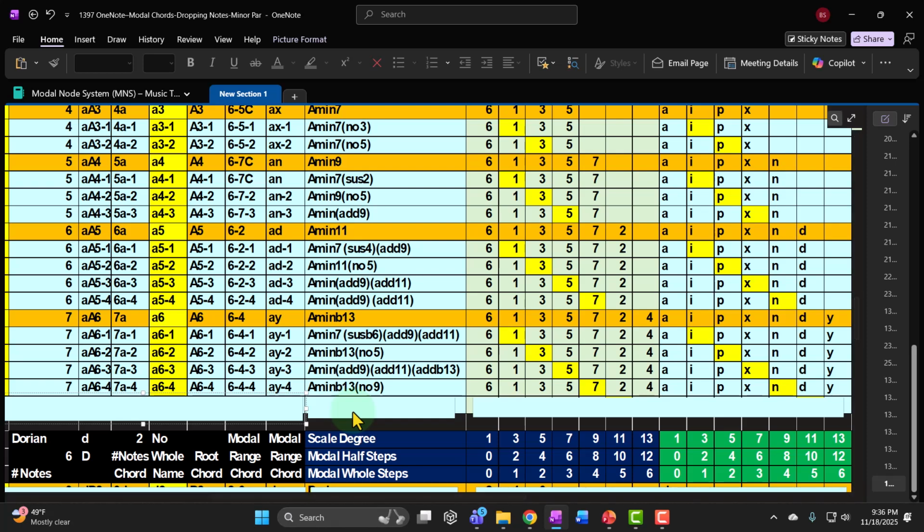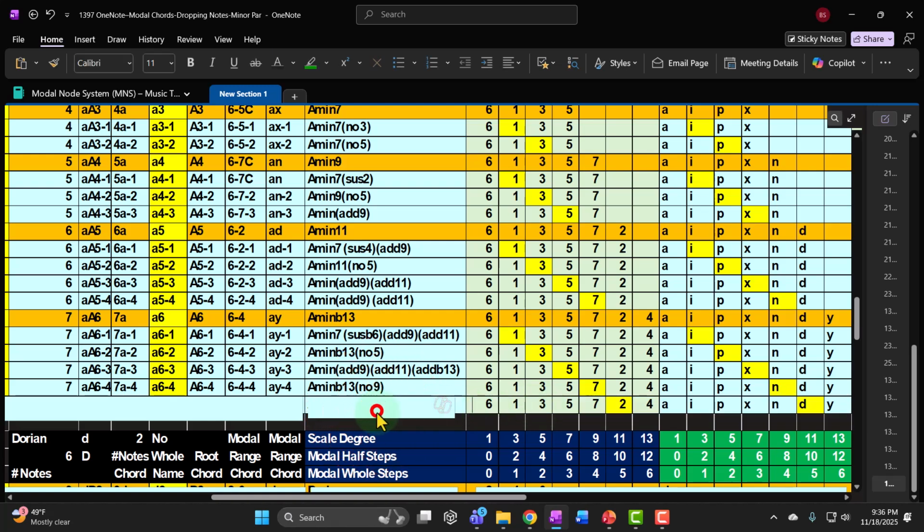What if we remove the 9? Then you'd say it's an A minor B13 no 9. I believe that's no problem. But I'd rather say it's a 7-note Aeolian -4 or an Aeolian 6 -4, meaning we're going to drop the one that's 4 modal whole steps up, 8 modal half steps, 9th scale degree.